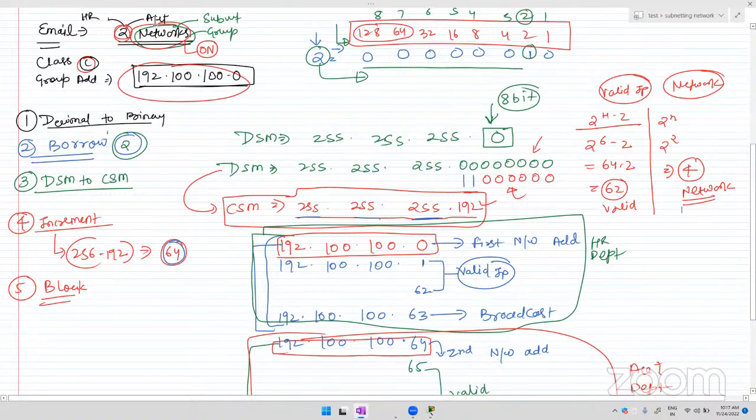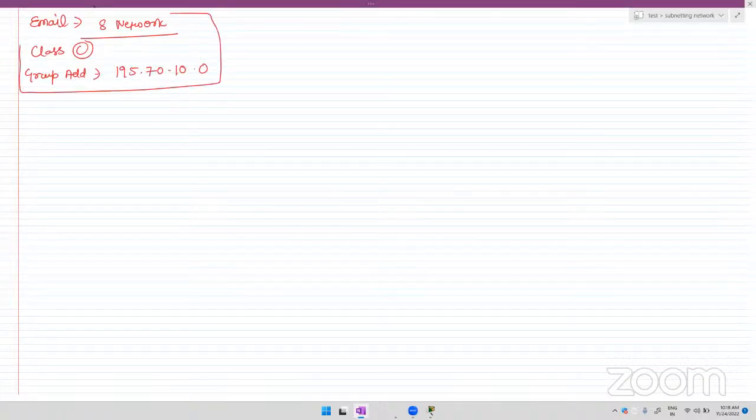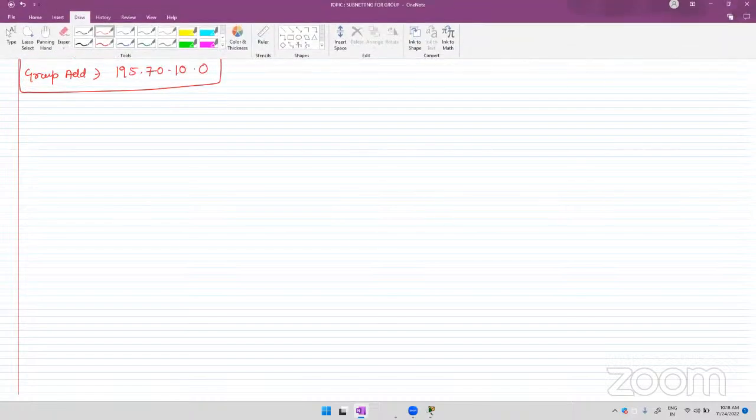Now next thing, one more task we do separately. For example, if we receive an email, and in the email the network admin says we require 8 networks, for example. Then we need to solve from class C, and the network admin provides a group address, again class C, 195.70.10.0. So this is an email sent by a network admin, and you need to solve it.